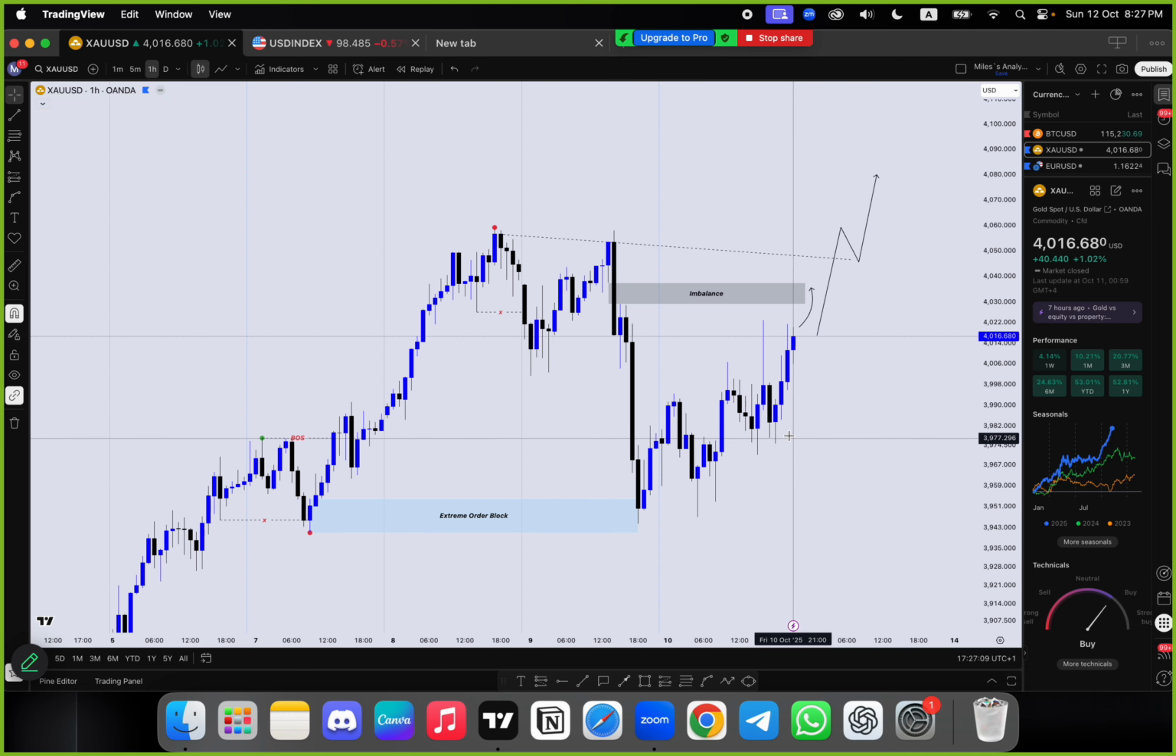Then after that, we can see there's no imbalance left here. So for gold, I'll be looking for longs only because price has been bullish and there's no change of character here, meaning the buyers are still in control. So I'll be looking for longs. Then the last pair I'll look at is USD JPY.